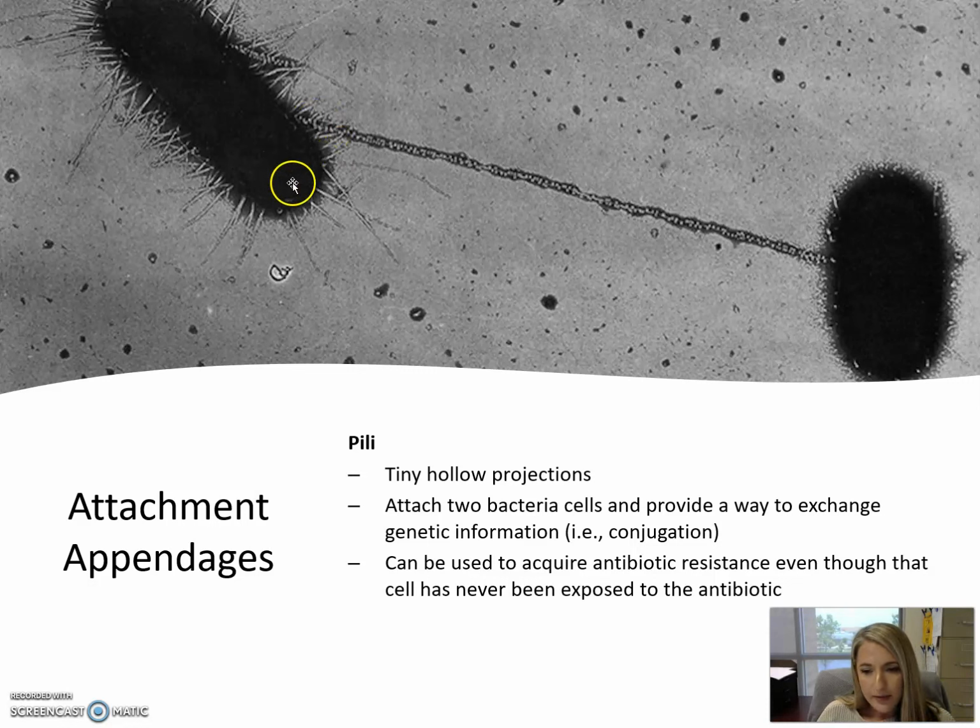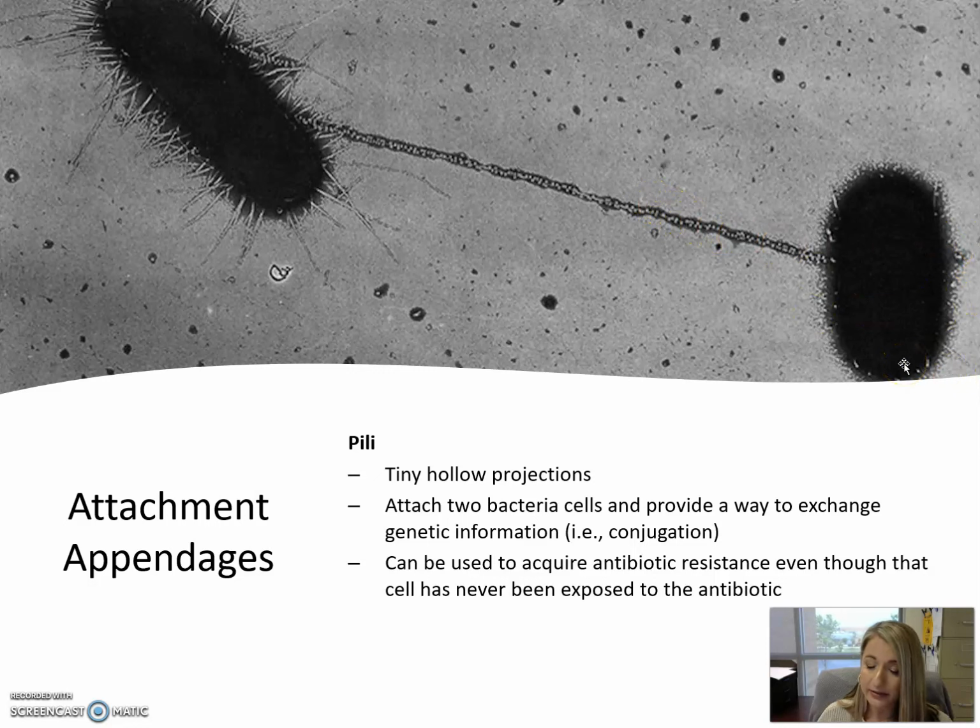So typically what happens is this bacterial cell has some type of genetic information that's advantageous. Maybe this bacterial cell knows how to become resistant to an antibiotic, or maybe it knows how to produce a dangerous toxin. So this bacterial cell has that genetic information, and this bacterial cell wants it. So what can happen is this bacterial cell can make a copy of that genetic information and send it across through this hollow tube, through this pili, to this bacterial cell.